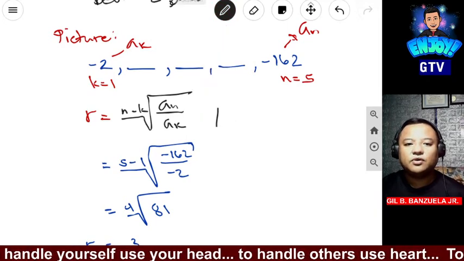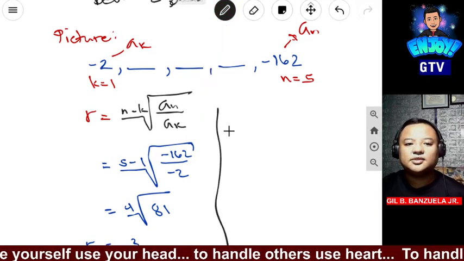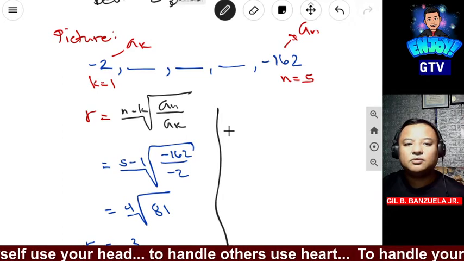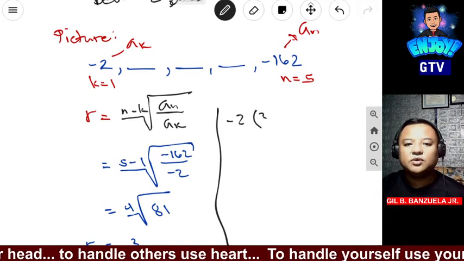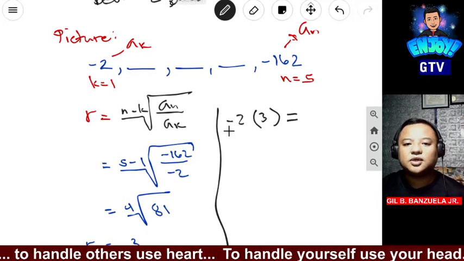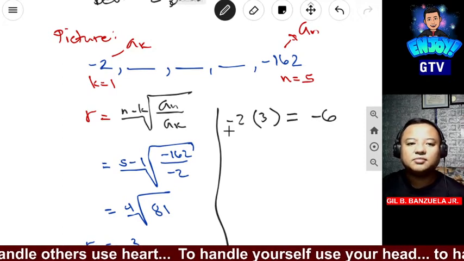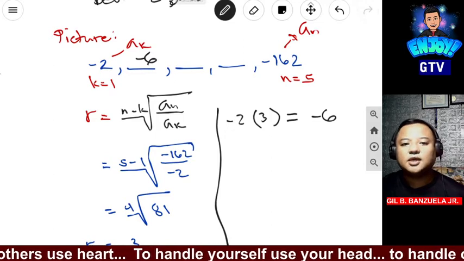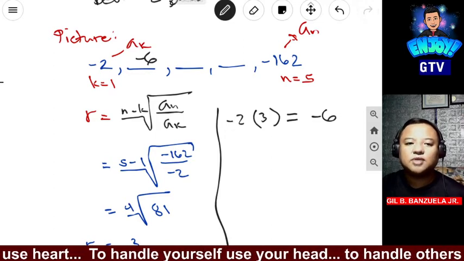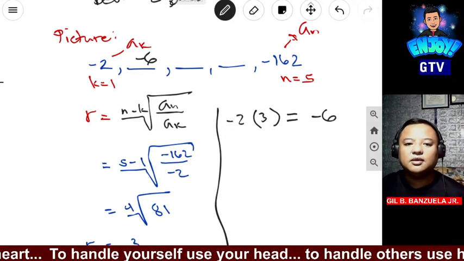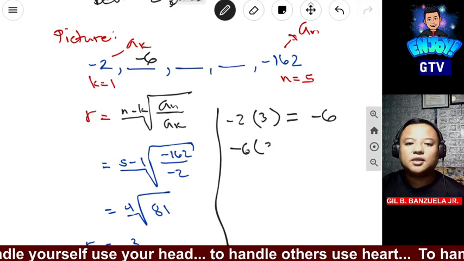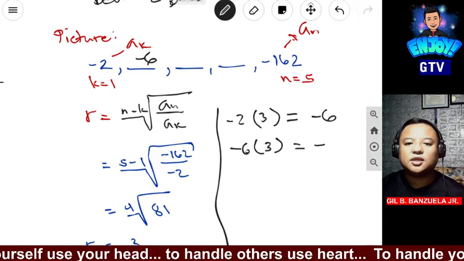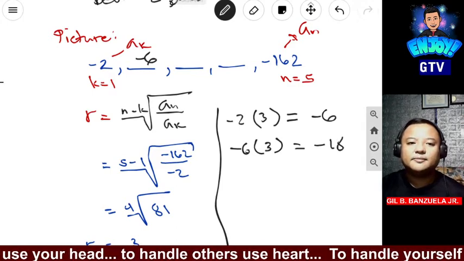So therefore, to get the second element, we need to get the product between our first term or -2 and our common ratio 3. So that is equal to -6. So therefore, our second element is -6. And to get the third element, we need to get the product between our second element and our common ratio 3, and that is -18.